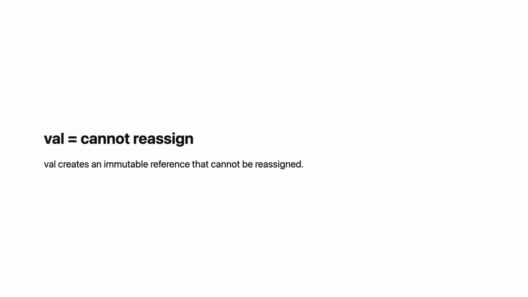The keyword var declares a mutable reference. You can reassign a var to a new value. Var count equals 10. Later, count equals 20 is allowed. Use var when you genuinely need to change a variable's value. Loop counters, accumulators, state that updates, but use var sparingly.